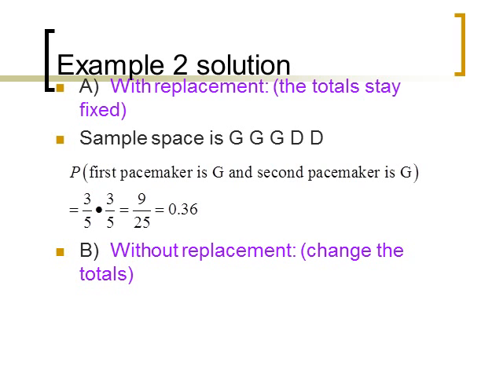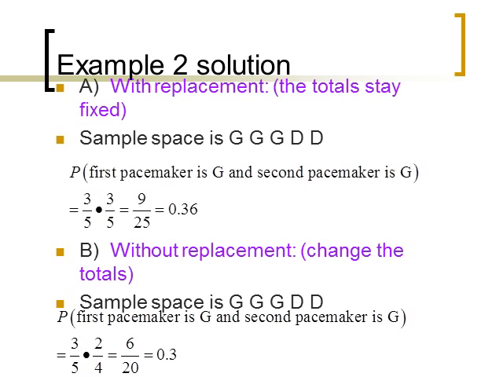Now let's try part B, without replacement. So now we have to change the totals when we do the second selection. So the probability that the first pacemaker is good is still 3 out of 5. But the probability that the second pacemaker is good looks very different. Notice that both totals go down because now there's only 2 goods left and there's only 4 total pacemakers left. So we get 3 out of 5 times 2 out of 4, which equals 6 divided by 20, which equals 0.3.